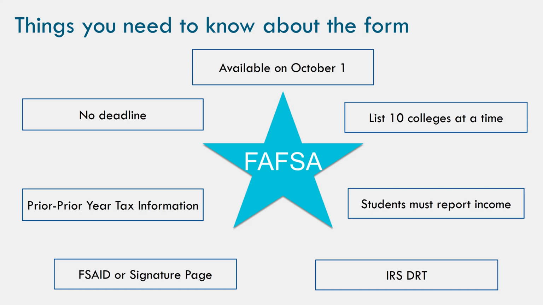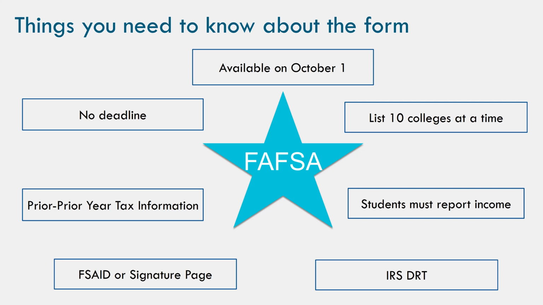IRS DRT. So we all know what the IRS is. DRT stands for Data Retrieval Tool. For students who are able to use it, it is a tool that allows you to grab the information from the IRS website and transfer it directly into the FAFSA application, essentially making it easier to fill out the information and not have to search for different financial aspects on your tax forms, speeding up the process, making it a little bit easier for us.